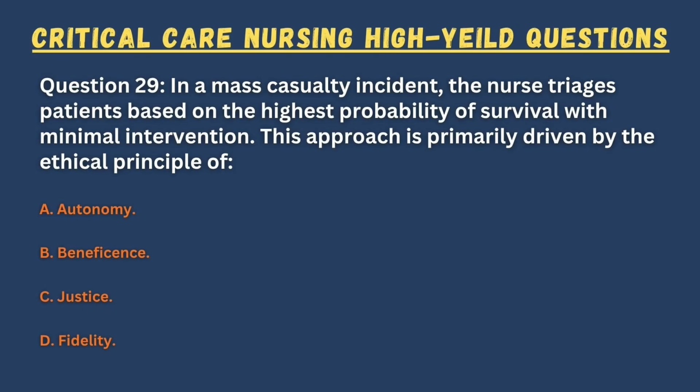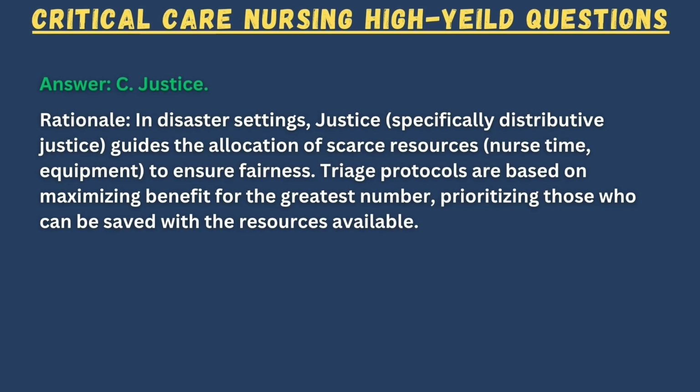Question 29. In a mass casualty incident, the nurse triages patients based on the highest probability of survival with minimal intervention. This approach is primarily driven by the ethical principle of A. Autonomy, B. Beneficence, C. Justice, D. Fidelity. Answer. C. Justice. Rationale. In disaster settings, justice, specifically distributive justice, guides the allocation of scarce resources, nurse time, equipment, to ensure fairness. Triage protocols are based on maximizing benefit for the greatest number, prioritizing those who can be saved with the resources available.